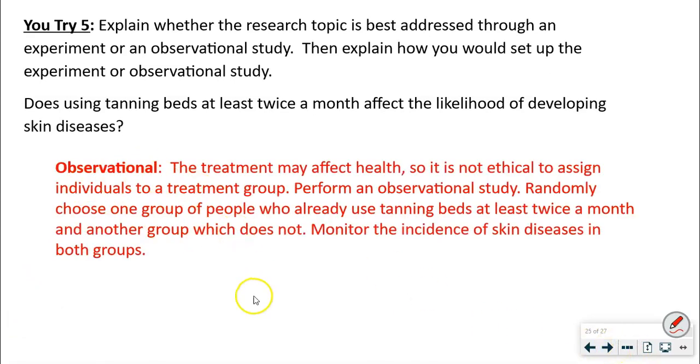So I would do observational. Why? Because the treatment may cause them to get skin cancer, right? So it's not ethical to assign individuals to a treatment group. So we're going to perform an observational study. We're going to randomly choose one group of people who already use tanning beds at least twice a month and another group that does not. Monitor the incidence of skin disease in both groups, okay?